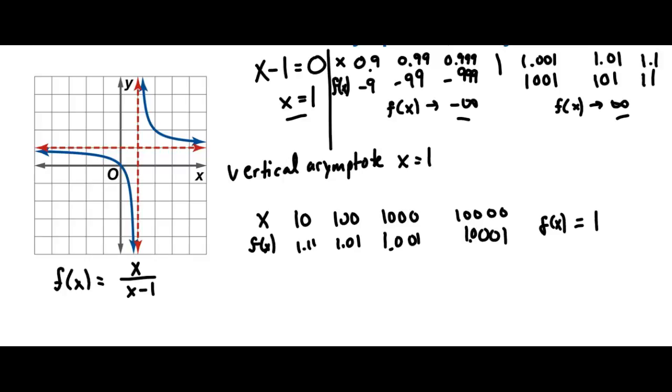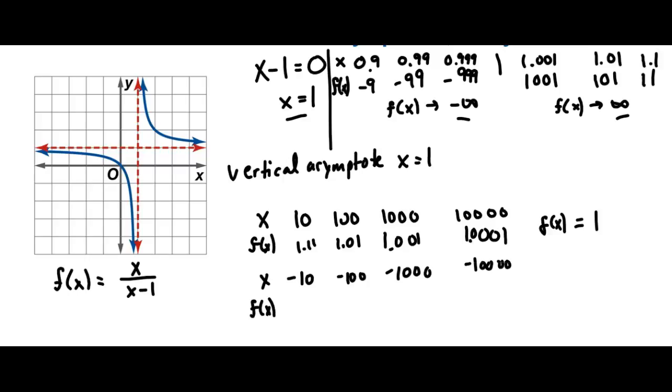This line f of x equals 1. And if we look from the right side, as I go out toward positive infinity, but now we're going to look at the left side as I'm going toward negative infinity. So if I put in numbers like negative 10, negative 100, negative 1,000, negative 10,000, we'll see what f of x does in that direction.